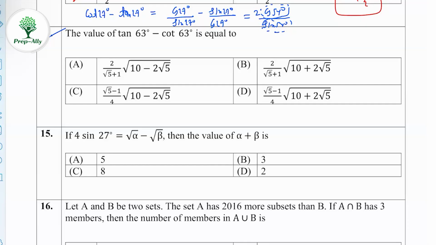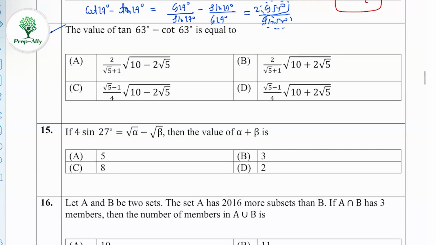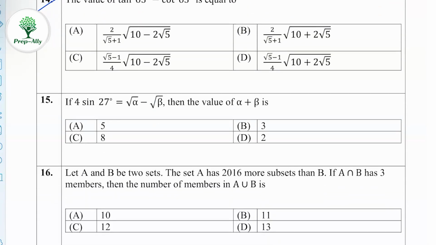Next, 4 sin 27 degree is equal to root alpha minus root beta. So see, first I'll find (sin 27 degree plus cos 27 degree) whole square. So a square plus b square is what? (a plus b) whole square is sin square 27 plus cos square 27 is 1, plus 2 sin 27 cos 27. So 2 sin 27 cos 27 is what? Sin 54 degree.